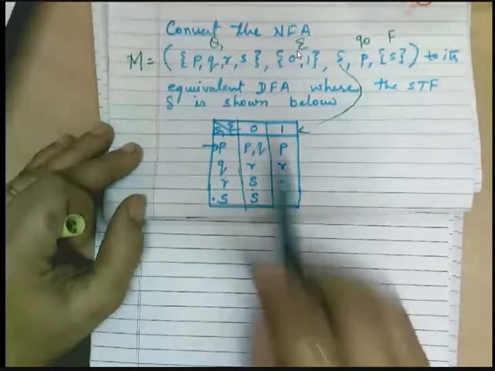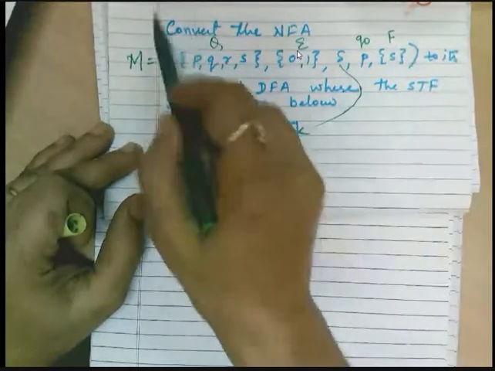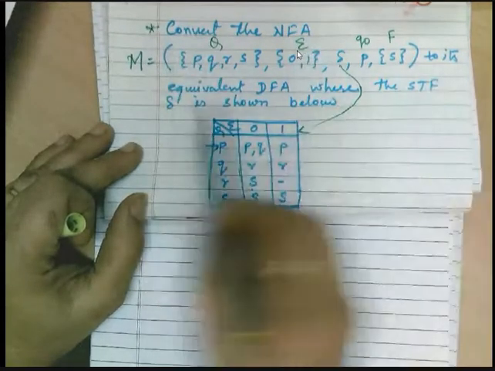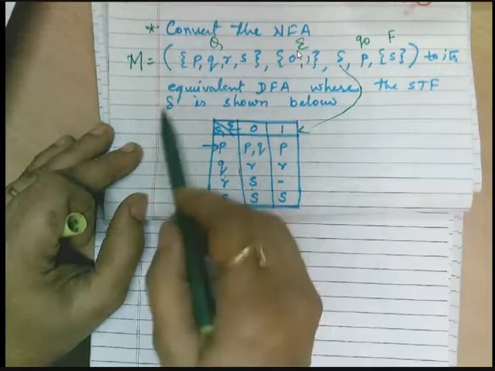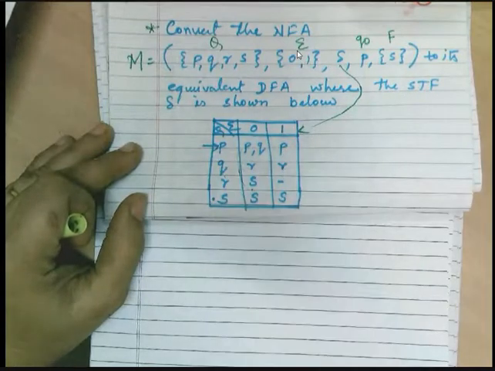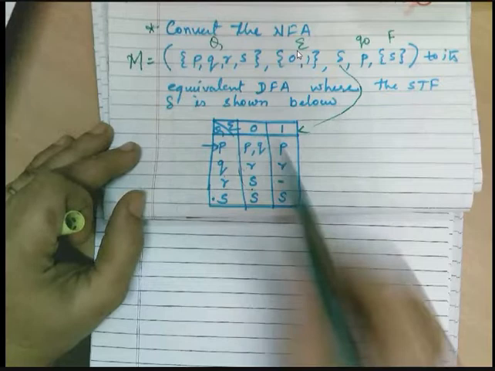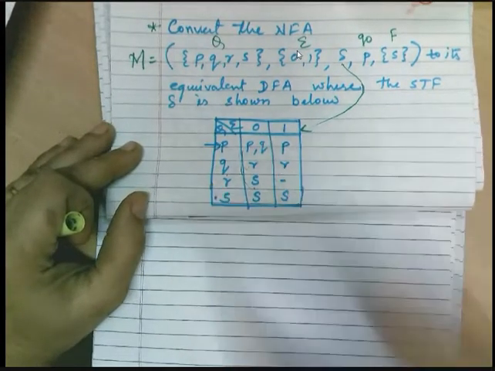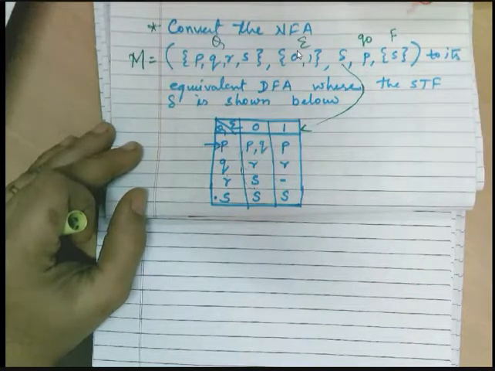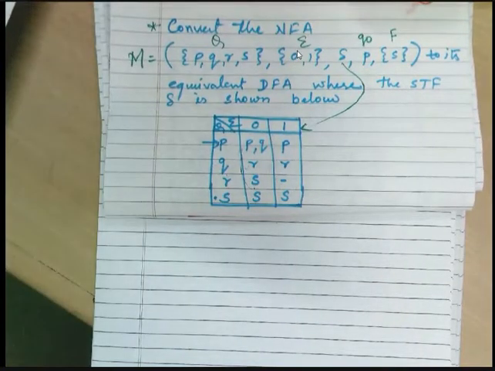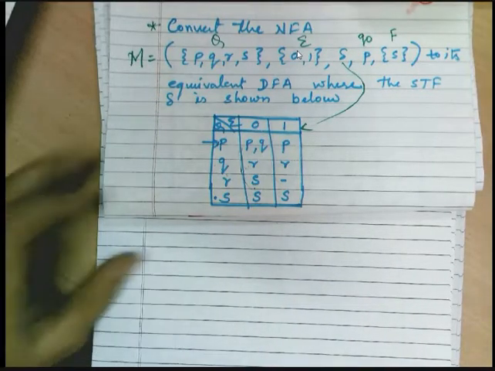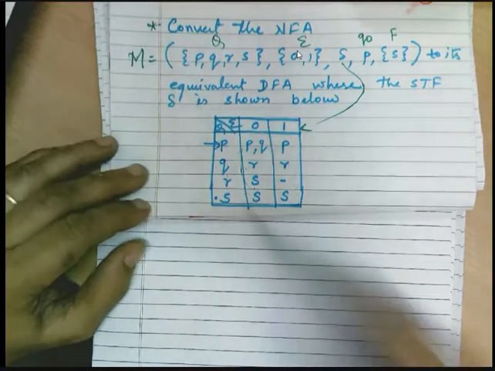Now it is asked to convert. The problem is: convert the NFA, which is represented like this, to an equivalent DFA, where the STF delta is shown below. So this STF is shown. Without this, you cannot understand the working of the NFA. Now we want to convert this particular NFA to DFA. So when we have to convert this NFA to DFA, what do we need to do? We need to prepare a table. So how many possible states will be there?